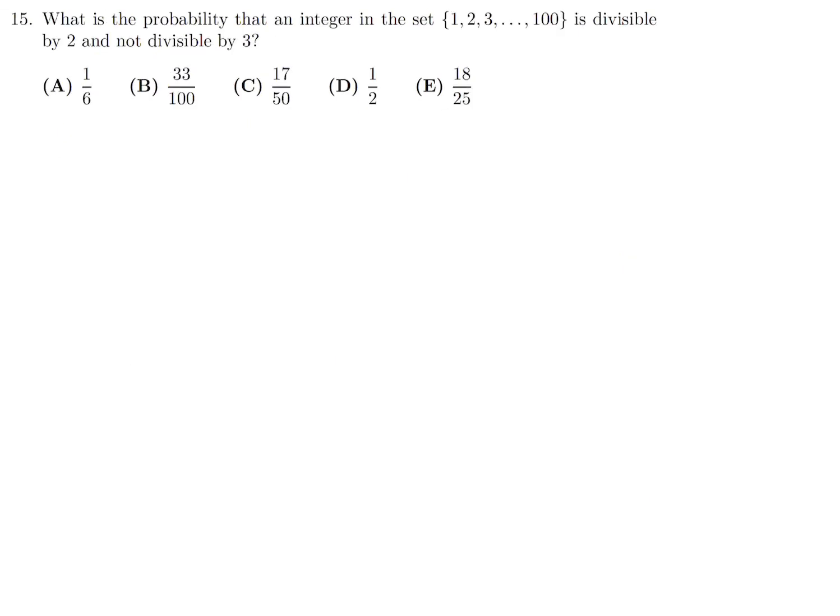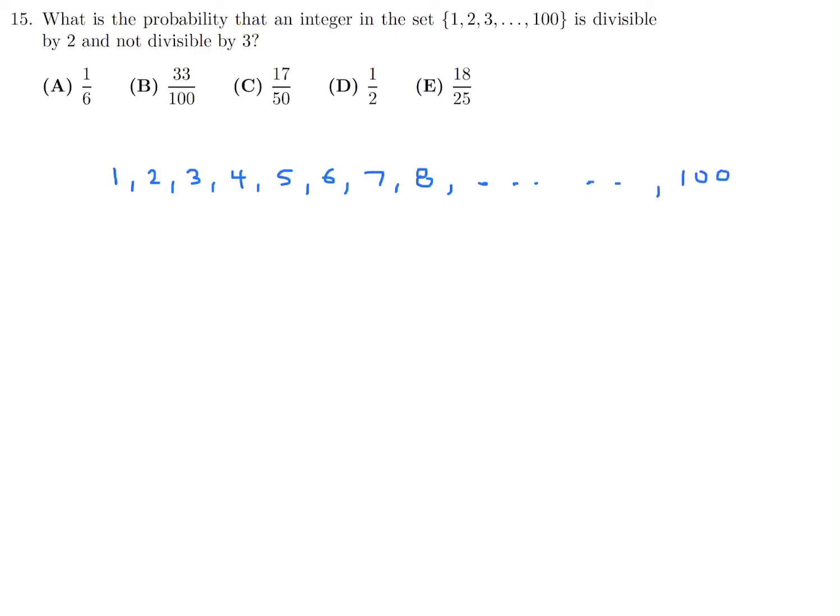What is the probability that an integer in the set 1, 2, 3, all the way up to 100 is divisible by 2 and not divisible by 3? So this list has all the numbers in a consecutive fashion all the way up to 100, right? You get the point. Certainly don't need to write it all out.